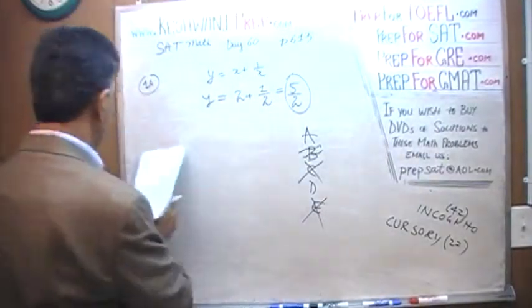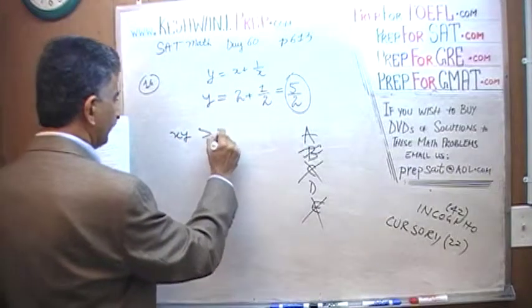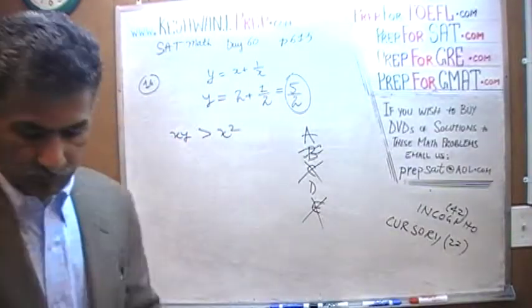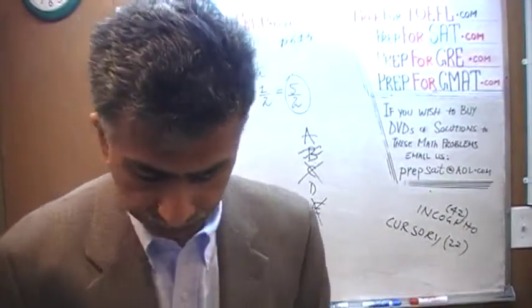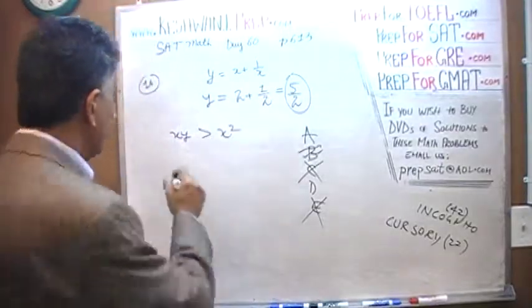In the third statement, we are told that x times y is more than x squared. Do you think this is going to be true? Well, there are two ways you can tackle this situation here.